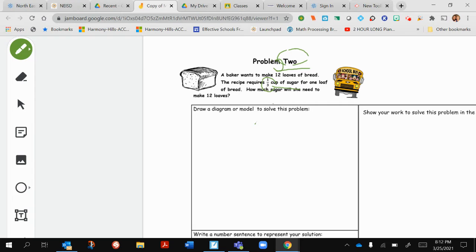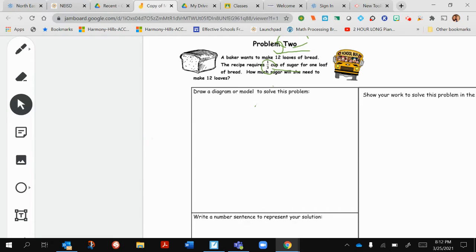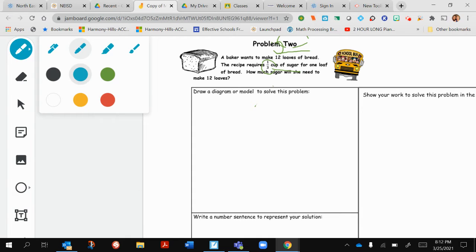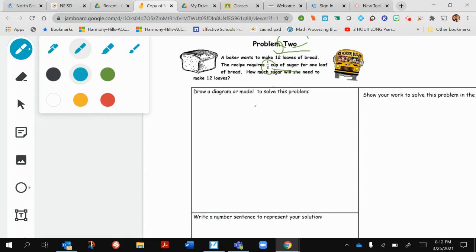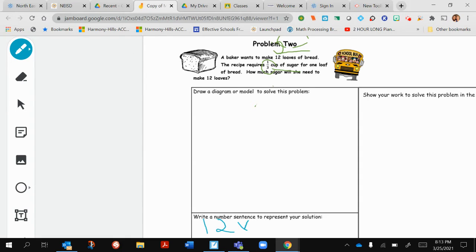Then I'm going to draw my diagram. First of all, what is my number sentence? Let me go ahead and move this up here so that I remember what I'm doing. And I have 12 groups of 1/3. So let me go ahead and draw my 12 loaves.